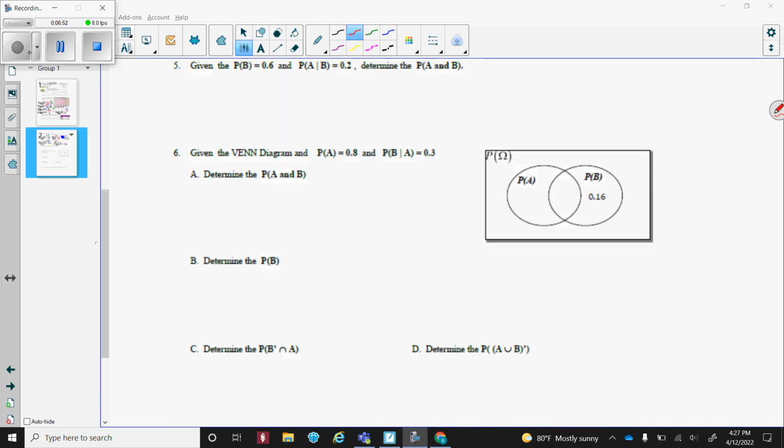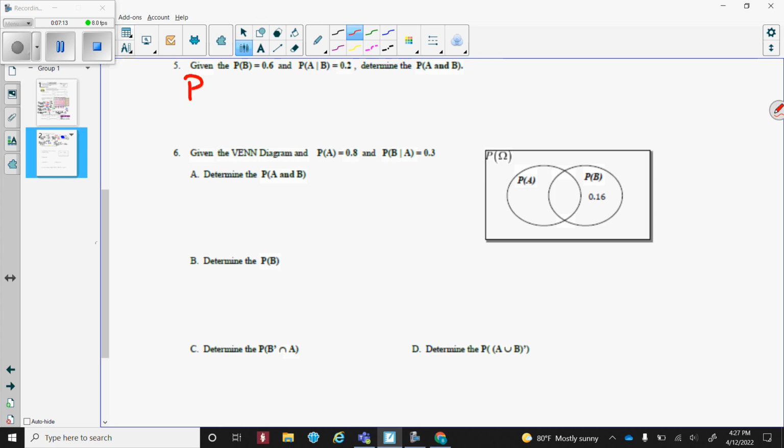For question number 5, it's a little bit different. We don't see a Venn diagram. It tells us the probability of B. It tells us the probability of A given B. And it asks us, what's the probability of A and B? In order to do this, we need to set up that equation that we had earlier.